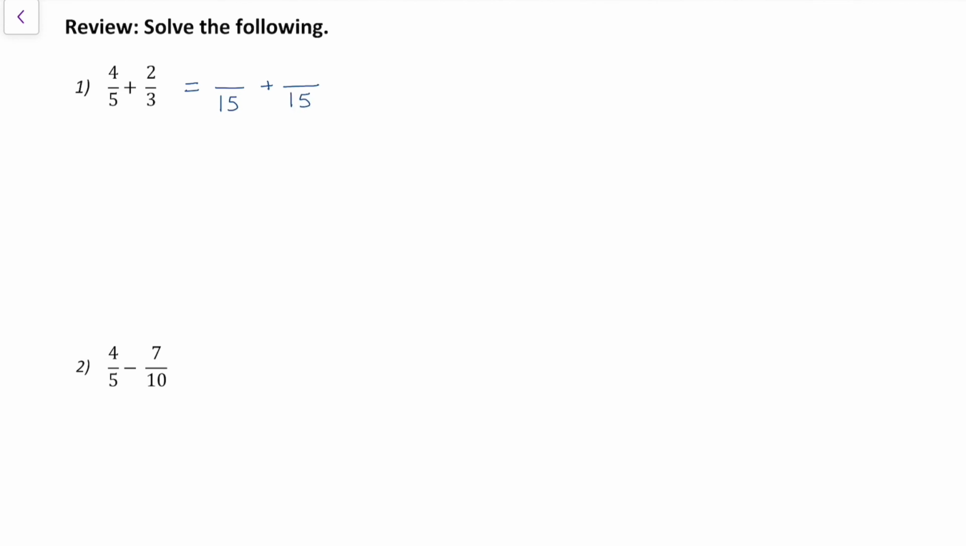So 5 to get to 15 is times 3. 4 times 3 is 12. 3 to get to 15 is times 5. So I'm going to do 2 times 5 is 10. So I'm adding together 12 out of 15 plus 10 out of 15. So my first step was to find a common denominator.